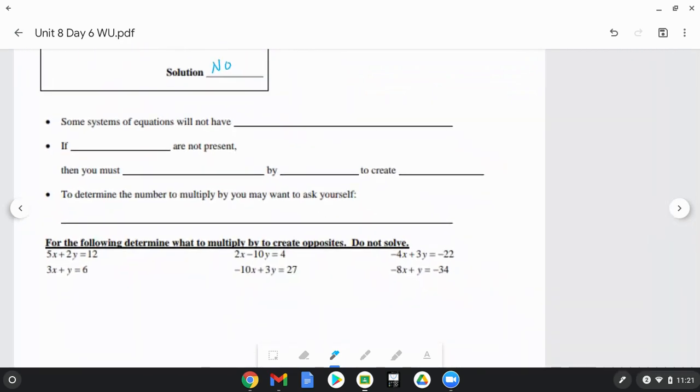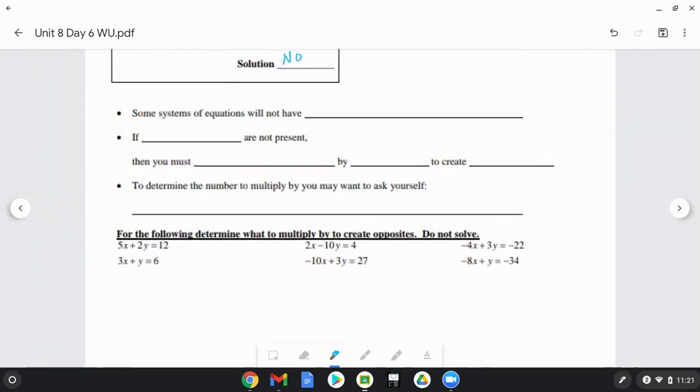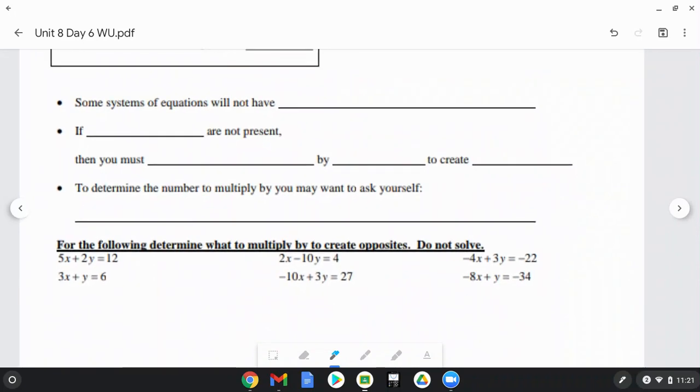All right. So it says some systems of equations will not have opposite coefficients set up for you.